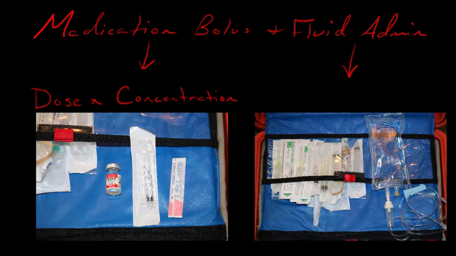On the fluid administration side, the equation we're going to use is dose, which we don't oftentimes think about in the pre-hospital setting, but think about a fluid admin dose as like we're going to give 500 milliliters of fluid over the next 45 minutes, something like that. So dose times what tubing we're going to be using, since we're going to be dripping that medication over time.